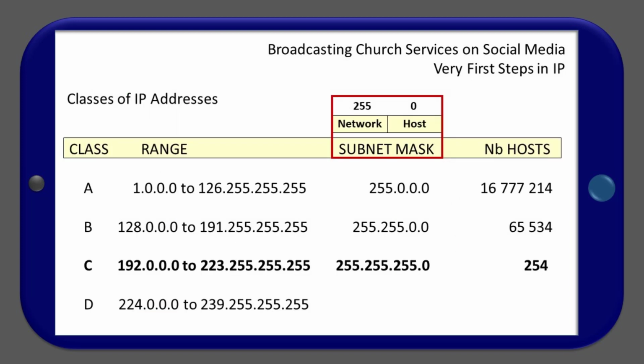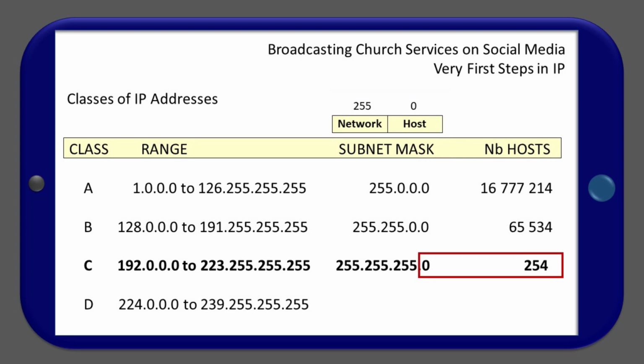IP addresses are split in classes or range of IP addresses. For the A, B, and C classes of IP addresses, a subnet mask is associated to them. In what is called a classful scheme, which is the case in our lecture, the number used in the subnet mask can be either 255 or 0. The 255 identifies the network part of the address, and the 0 identifies the host or devices on the network.